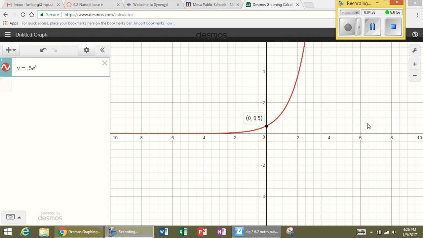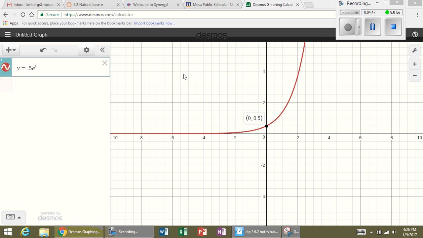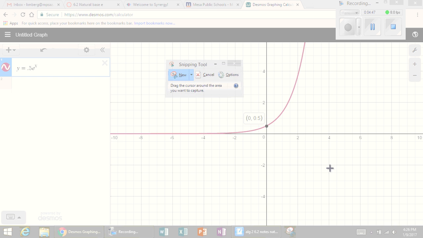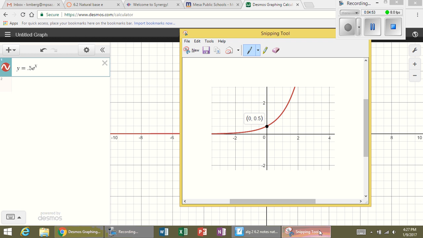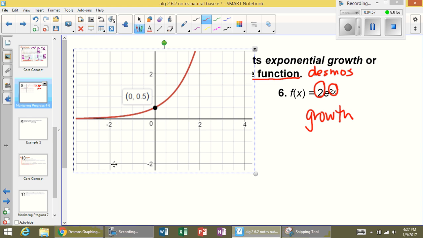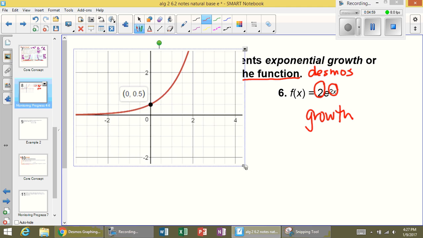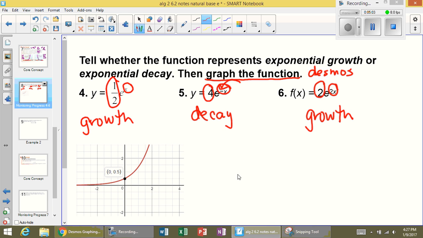Okay, and now that I have my snipping tool on my taskbar, I'm going to select New, and grab just a portion of this graph, and put it in our notes. So come back here, we'll paste the function. And I don't need it that big, so I'll make it a little bit smaller. There we go. Okay, so the next function I want to graph is 4e to the negative x.